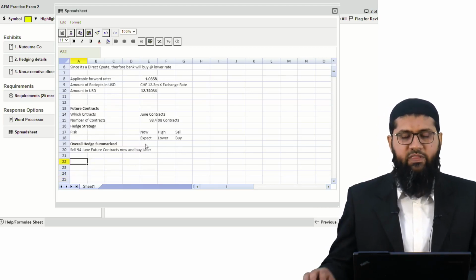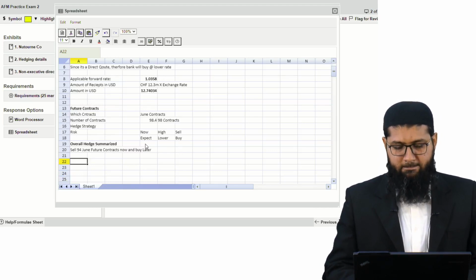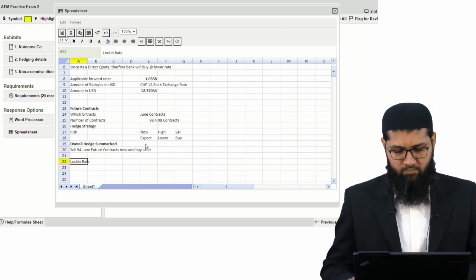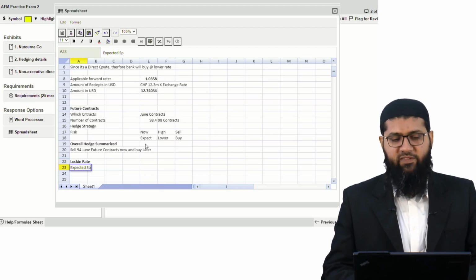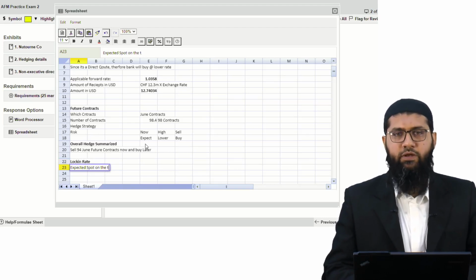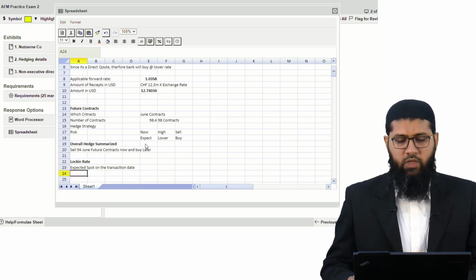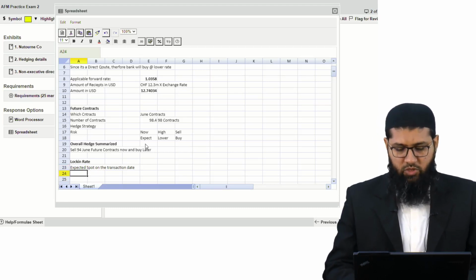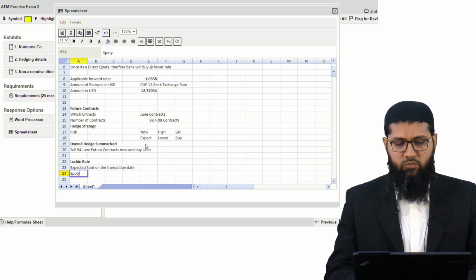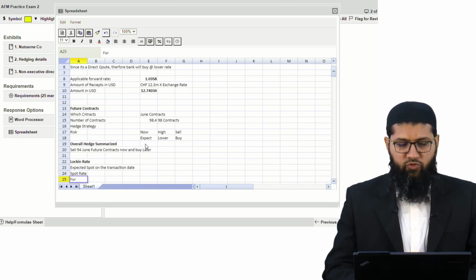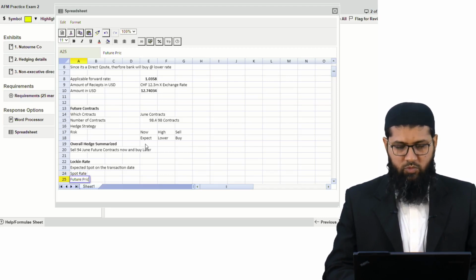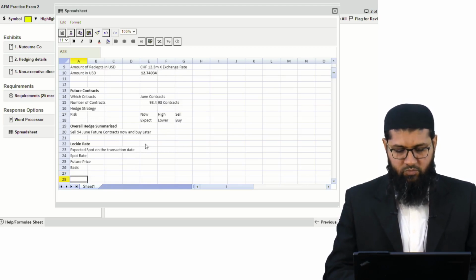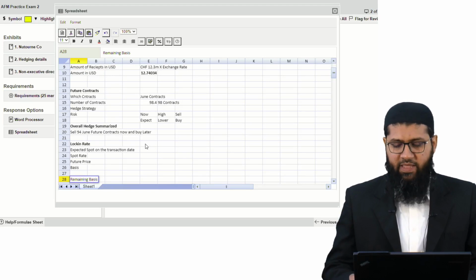Now what is actually going to happen is that we would calculate the lock-in rate. What is this lock-in rate? It's the expected spot on the transaction date. How do you calculate it? Let's just see this. You'd say spot rate, future price. So resultingly, the difference between these two is going to be basis. Then you would be calculating the remaining basis.